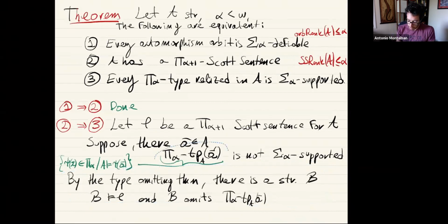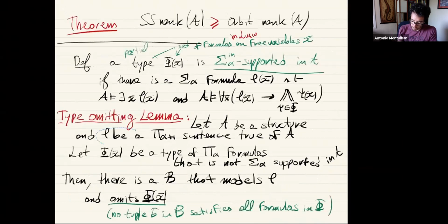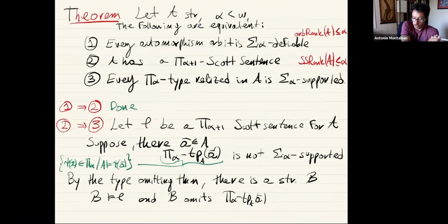Because we have a type, it's a pi alpha type, it's not sigma alpha supported in A, and we have this pi alpha plus 1 Scott sentence. So for the sentence phi, we have a type of pi alpha formulas that is not sigma alpha supported. Then there is a B that models phi and omits the type. So that's what we have here.